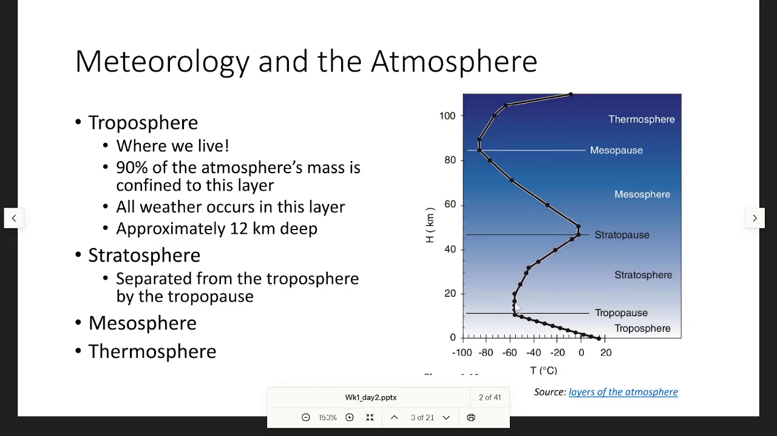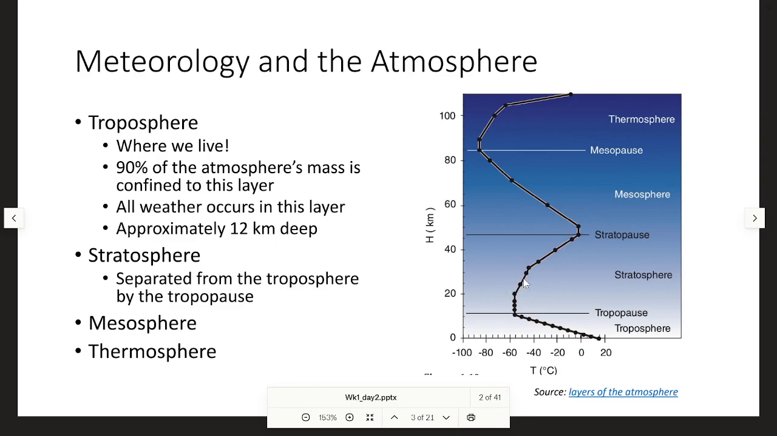Next, we have the stratosphere. This is separated from the troposphere by the tropopause. The tropopause is the point where the temperature stops decreasing with height and starts increasing again. And the reason why it starts increasing is because of the ozone layer, which absorbs ultraviolet radiation.